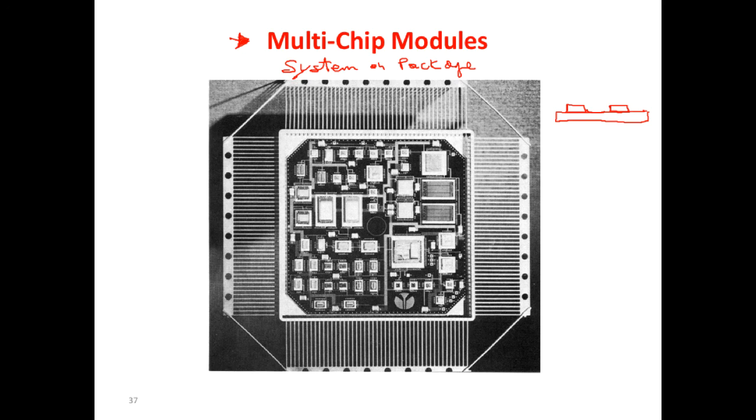This is becoming more and more common because it allows you, on the one hand, higher integration, and on the other hand, for different functions of the system that you want to do, you probably need different substrate materials, and therefore it's useful to have separate dies for separate functions instead of having just one single die.